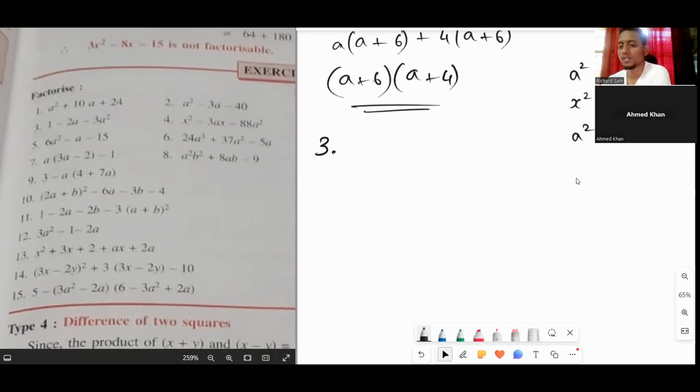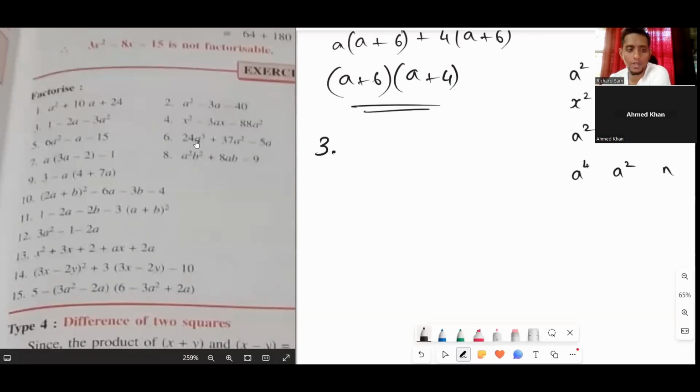Is that clear? Sometimes you'll have a raised to 4, then the next term will be a square, and then you'll have a number. You can have it in any of these formats. They're called trinomials. Trinomials means 3 terms. So it can come in any of these orders. Is this clear? Because your homework is going to be based on this. Don't say I didn't understand, I didn't do, and come tomorrow.